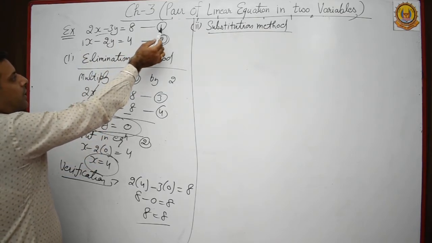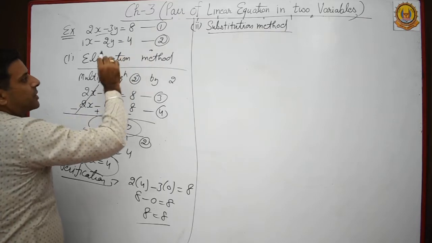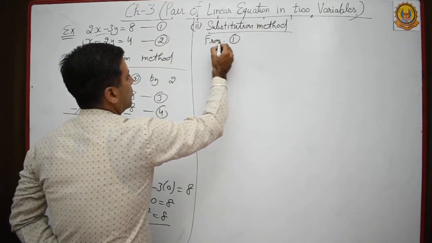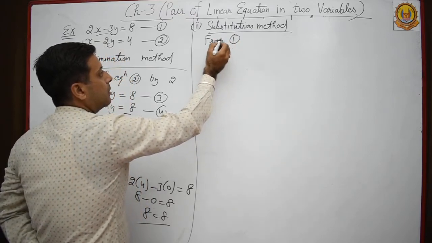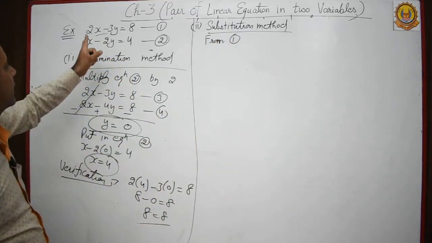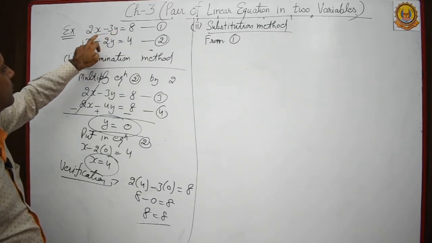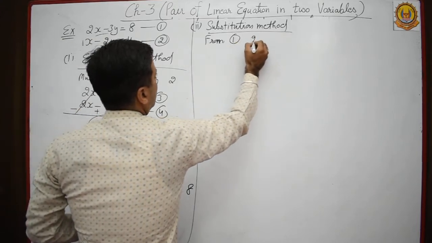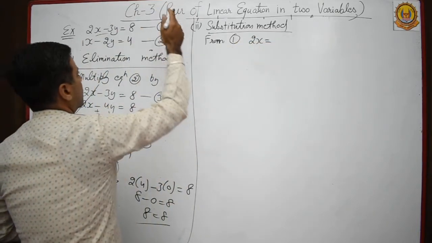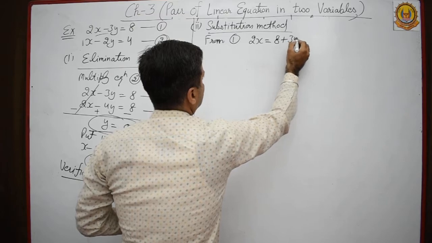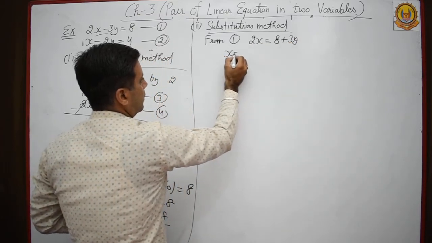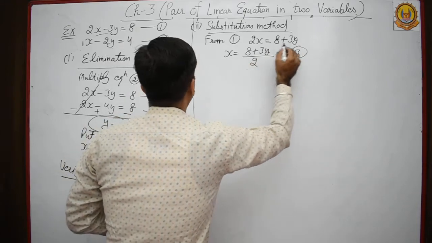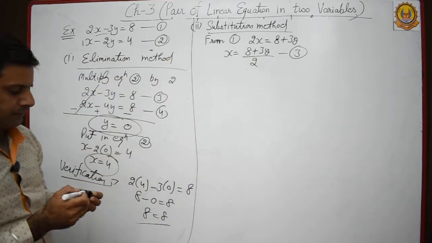Okay. So I am going to find the value of x from equation number 1. You can also find the value of the variable y. It depends upon you. So I am taking the value of x. So from equation 1, 2x is equal to, take minus 3y to the right hand side, 8 plus 3y, take 2 to the right hand side, so x equal to (8 plus 3y) divided by 2. So this is equation number 3 according to this question.